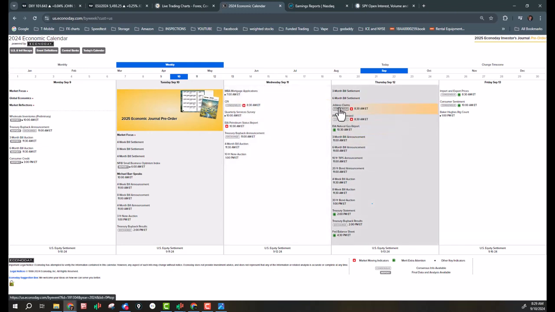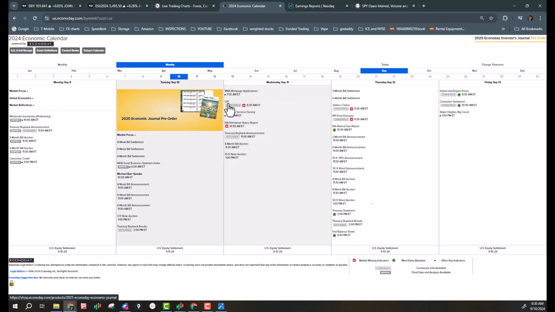Thursday, what do we got here? Jobless claims 8:30, PPI final demand 8:30, gas report at 10:30. And a Treasury statement at 2 p.m. Treasury buyback results. So we have an announcement, and then we got the results. On Friday, import-export prices 8:30, consumer sentiment 10, and then a rig count at 1.